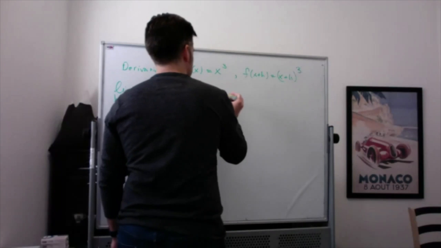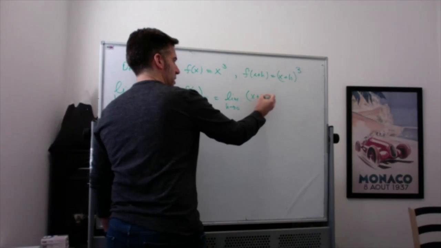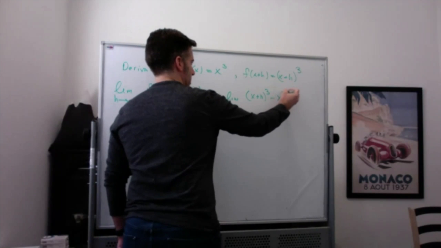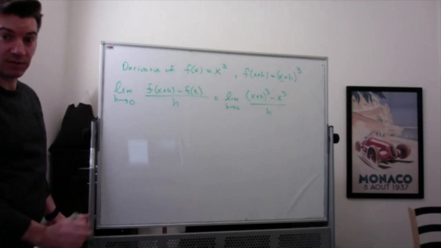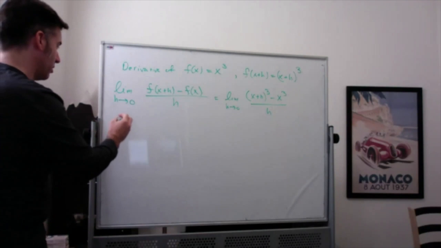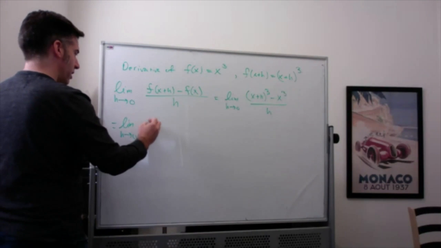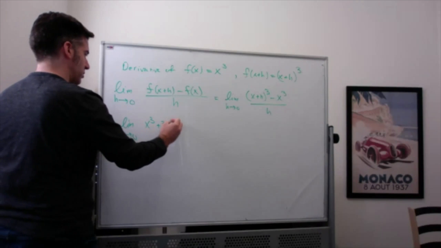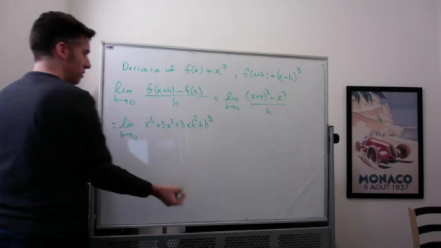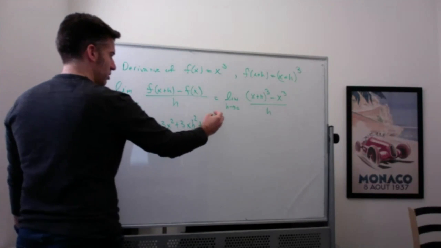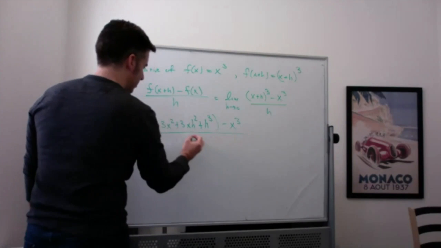Well, so we're going to write this as the limit as h goes to 0 of (x plus h) cubed minus x cubed, all over h. And then we're going to expand out (x plus h) cubed like we just did on the other side of the board. We're going to write this as the limit as h goes to 0 of x cubed plus 3x squared plus 3xh squared plus h cubed, that's all of (x plus h) cubed, minus x cubed.